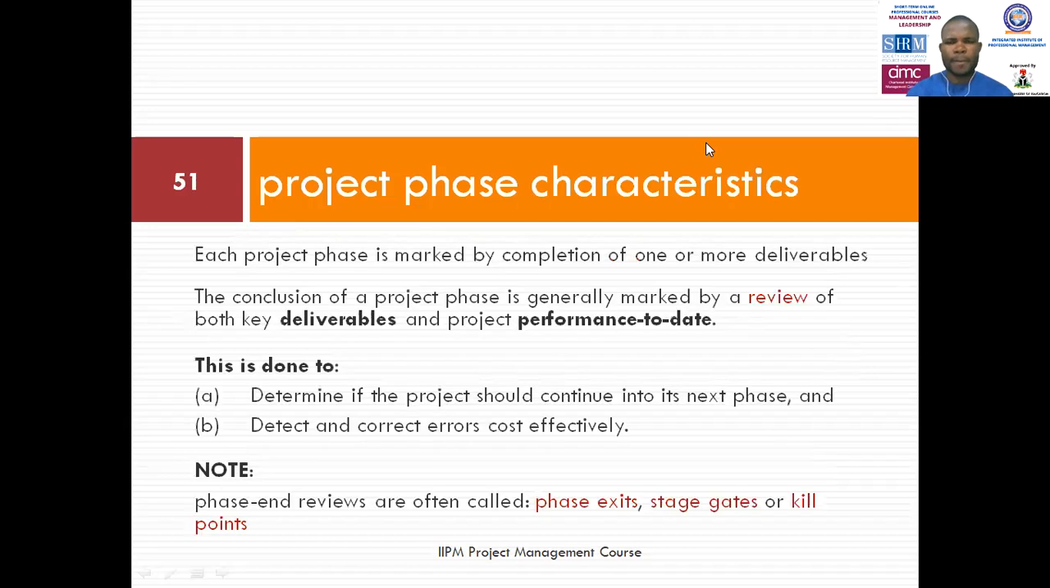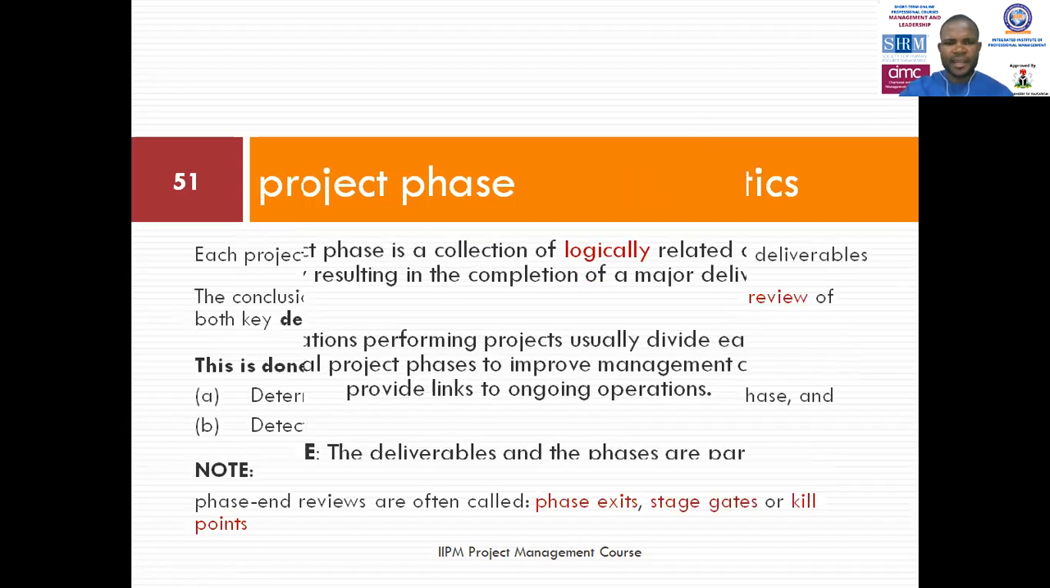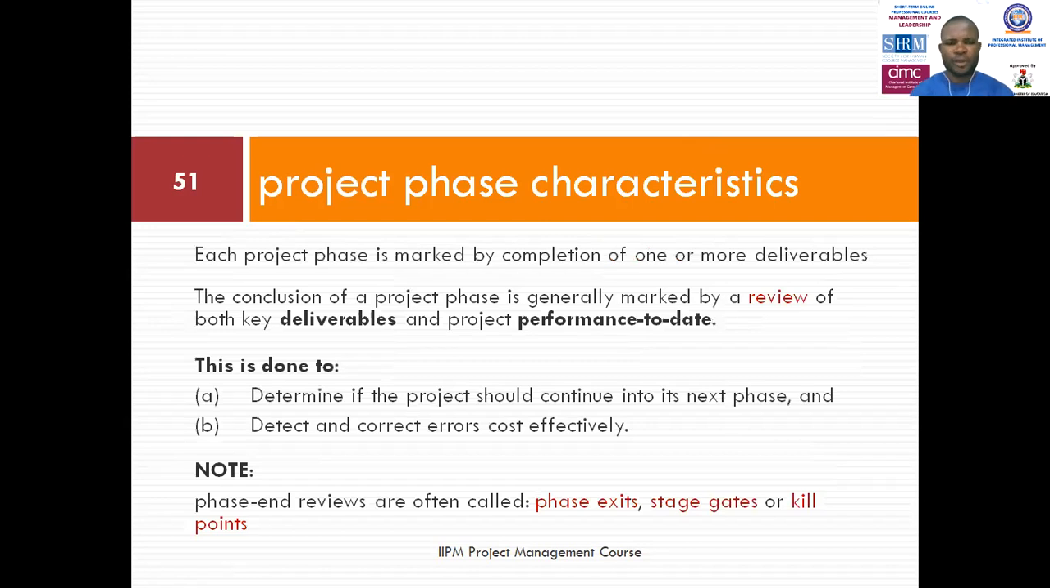Now, quickly, what could be the characteristics of a project phase? Each project phase is marked by completion of one or more deliverables. So before you could say a segment of a project is a phase, that means there must be a tangible deliverable that that particular phase must deliver. All right. Before you could say this is a phase in the project, there must be some tangible results from that particular group of activities you're grouping together to call a phase. By the time you're done, there's a tangible result that they must deliver, right?